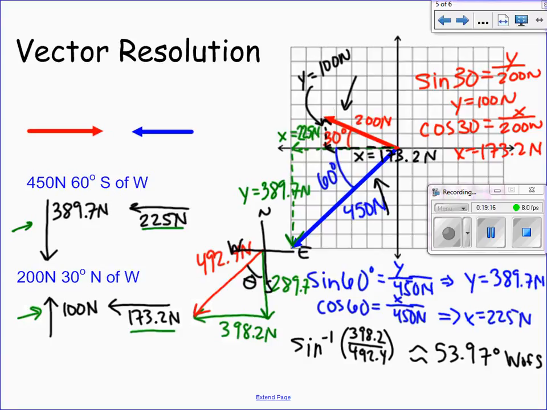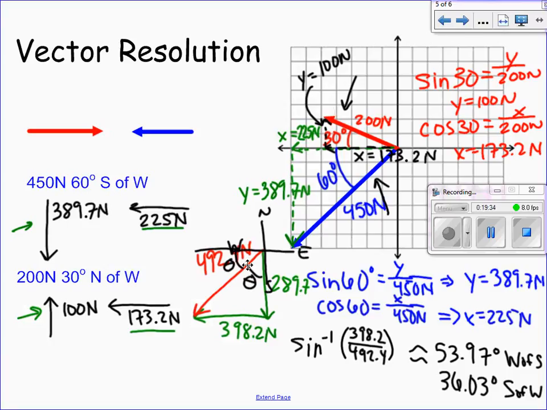If you wanted to do the complementary angle of that, that would equal out the 90 degrees, you could also write, and it would be correct, 36.03 degrees south of west. And if you did that, you would be talking about this angle right here.